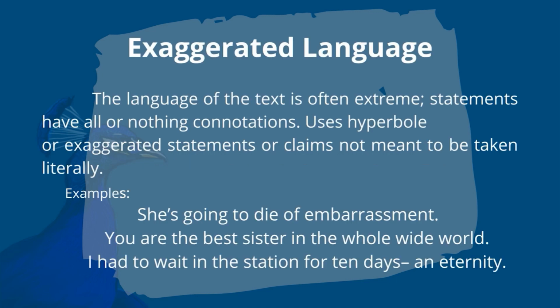First indicator, exaggerated language. The language of the text is often extreme. The statements have all or nothing connotations, use hyperbole or exaggerated statements or claims not to be taken literally. Examples are: she's going to die of embarrassment. You are the best sister in the whole wide world. I had to wait in the station for 10 days, an eternity.